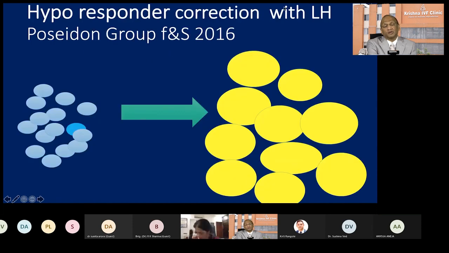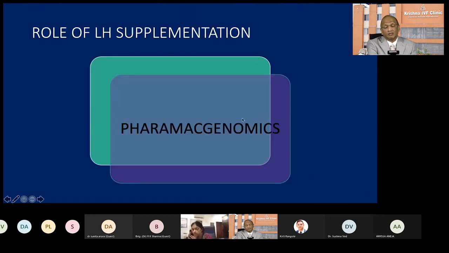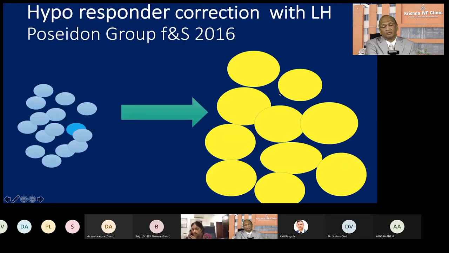In a hyperresponder with LH supplementation in the right patients in group 1 and group 2, you get what you get. That means when the number of X are more, you get adequate number of things, because the LH rescues the cycles. This is how that rescue happens. I will be coming forward in the next slide.